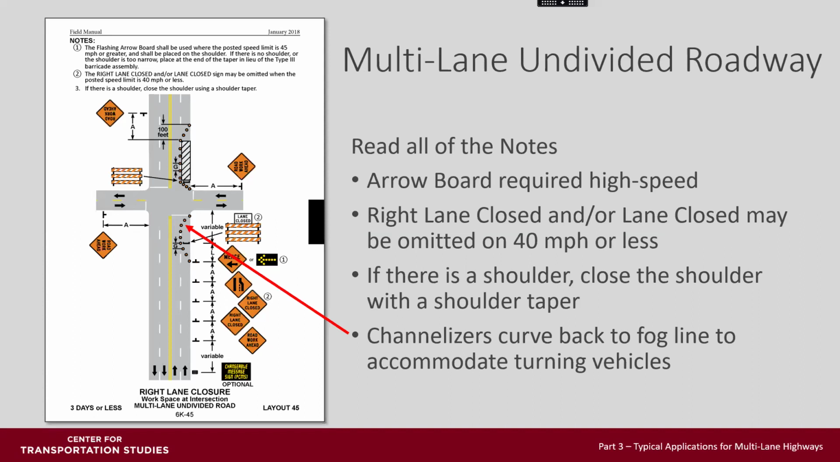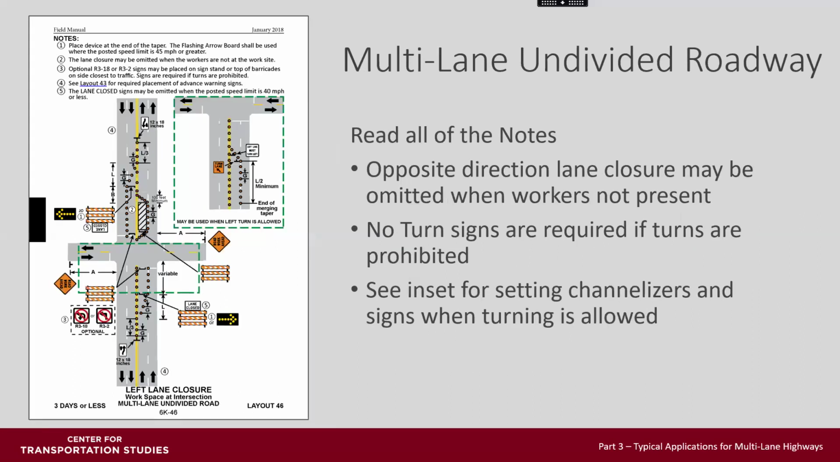This is the example that we used earlier. The lane close and right lane close signs again can be omitted for 40 miles an hour or less. Again, in this layout, the southbound lane closure may be omitted if workers are not present. The no turn signs are required if turns are prohibited. If the left turn is allowed, the insert shows channelizing device placement.